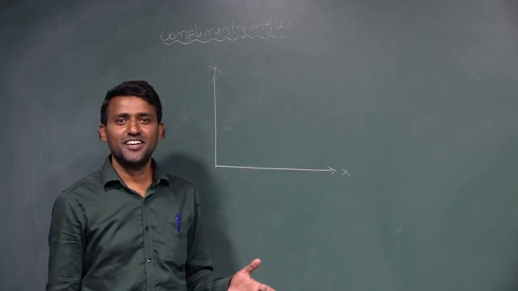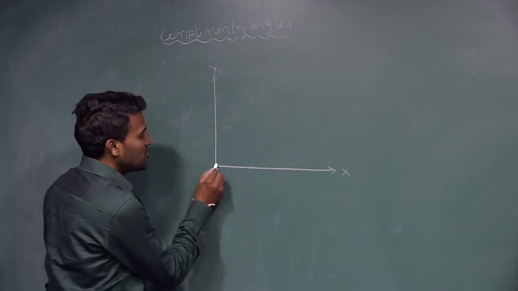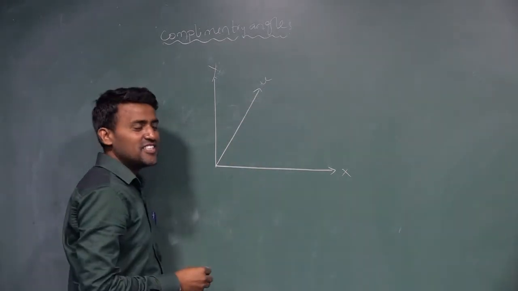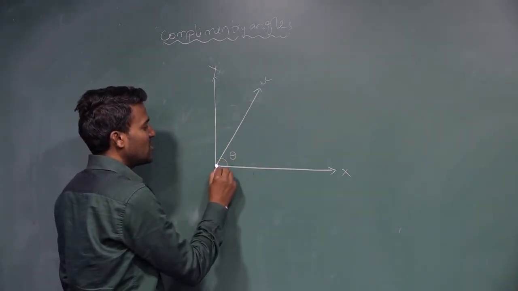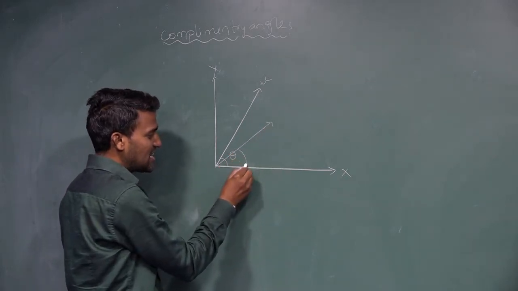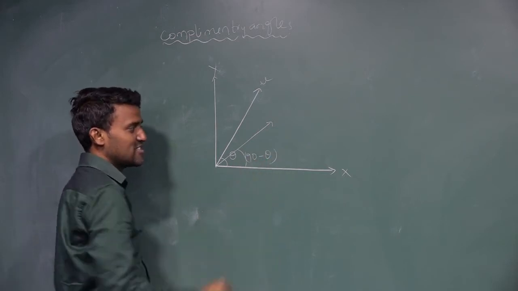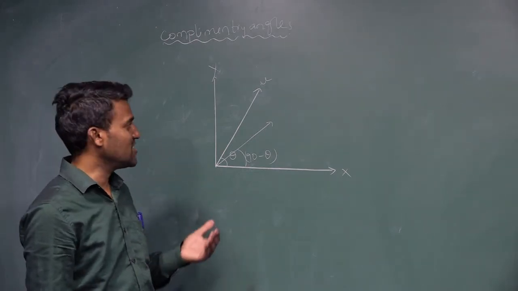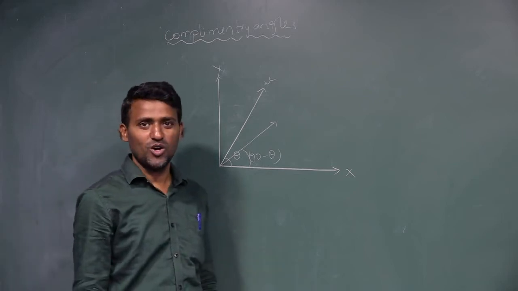Complementary angles, children. Now again I take the plane. One object is projected along this direction with a velocity u, making an angle theta. Now another one is projected along this direction with the same velocity, and this angle is 90 minus theta. What about the ranges? Will these two ranges be the same or different? We have to find out.